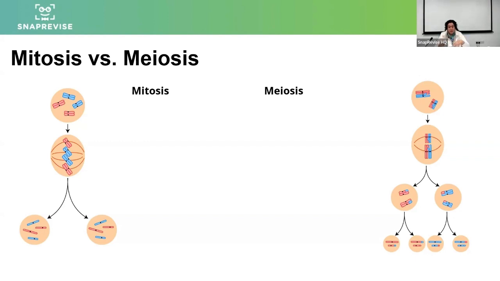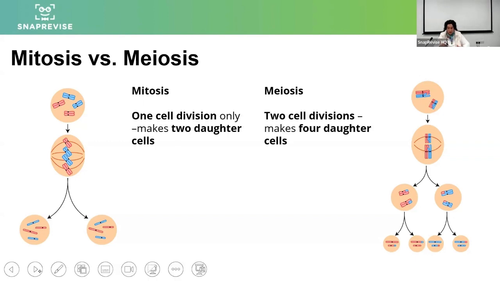So with respect to how many divisions there are: mitosis is one cell division and makes two daughter cells. Meiosis is two cell divisions and makes four daughter cells.